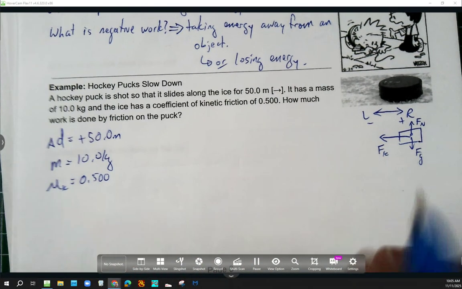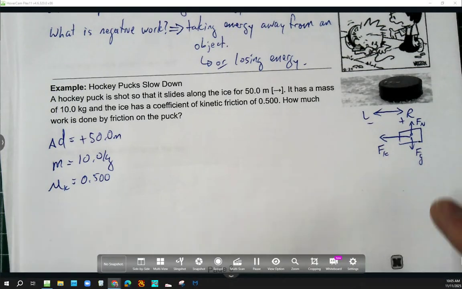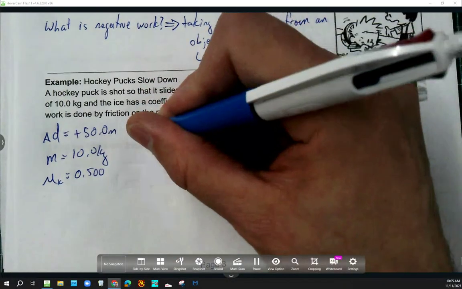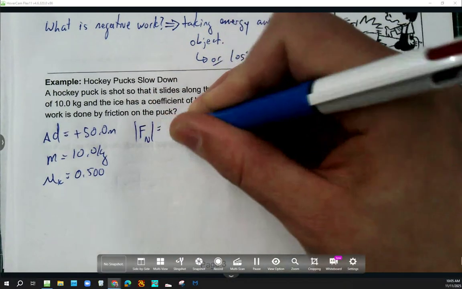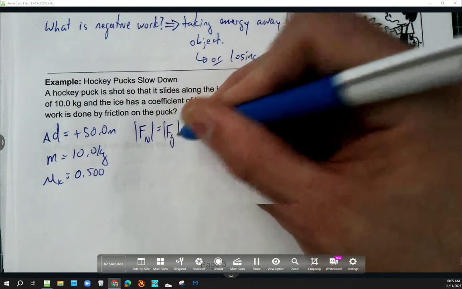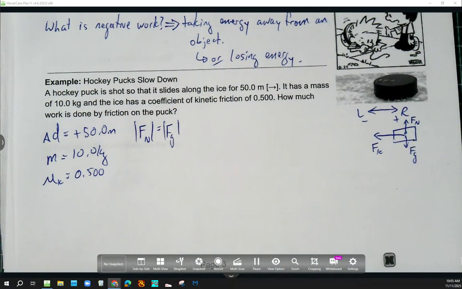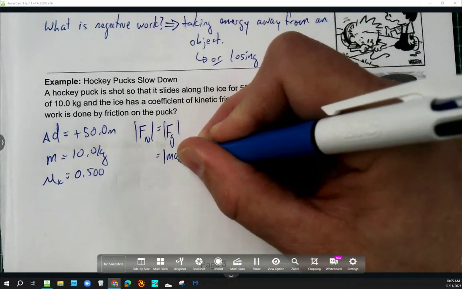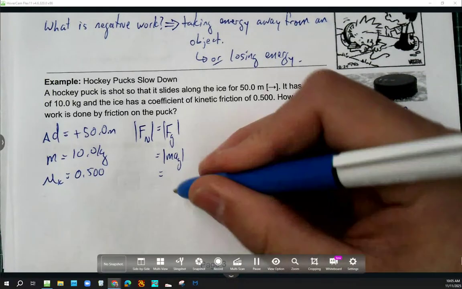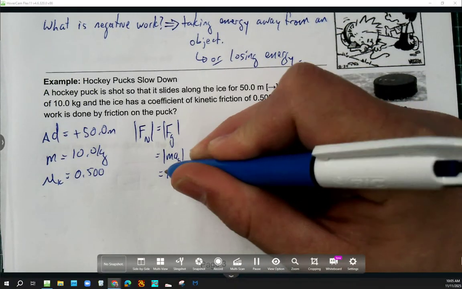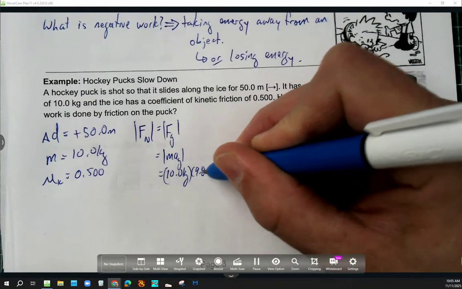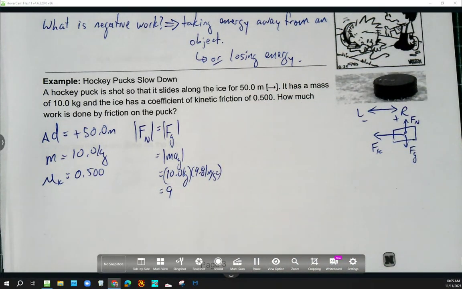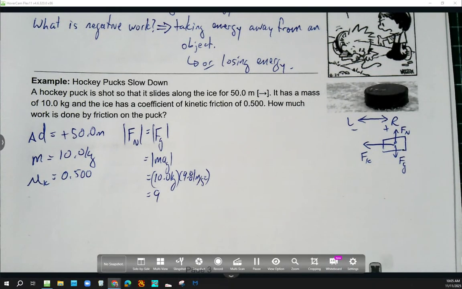Well, I haven't been told what the friction force is yet, but according to this free body diagram, I've got some figuring to do. I know that the magnitude of the normal force is going to be equal to the magnitude of Fg. That's not in doubt. So it's the magnitude of mass times acceleration due to gravity, which is 10 kilograms times 9.81. Notice it's the magnitude, so I'm not worried about negatives on that 9.81.